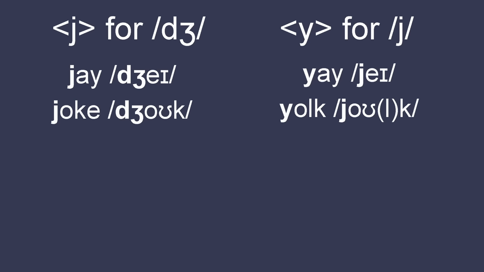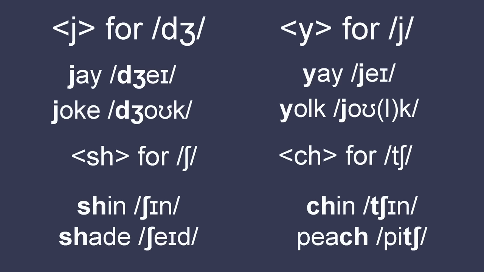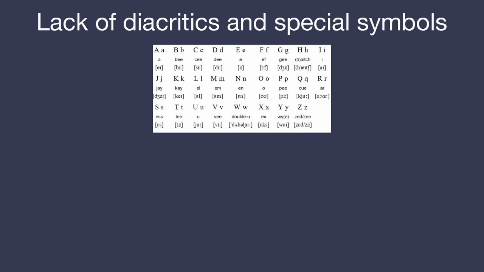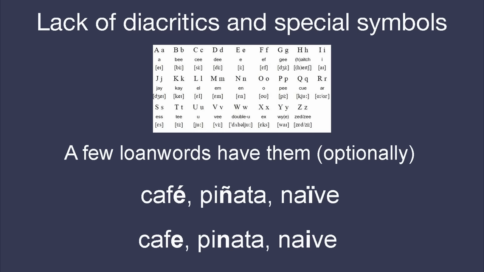It uses J for J and Y for Y, again, atypical for a Germanic language, as are SH for SH and CH for CH. C is used for both K and S like in Romance languages, and G can also represent J in some contexts. English also lacks diacritics or special symbols. While a few words of foreign origin do have them, they're often left out as many English keyboards don't support them.